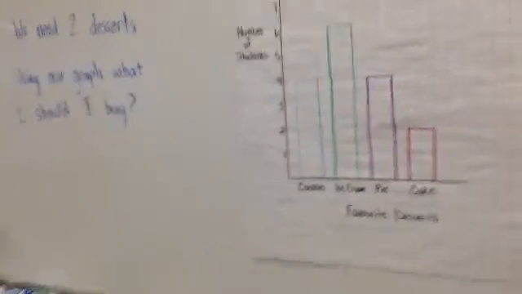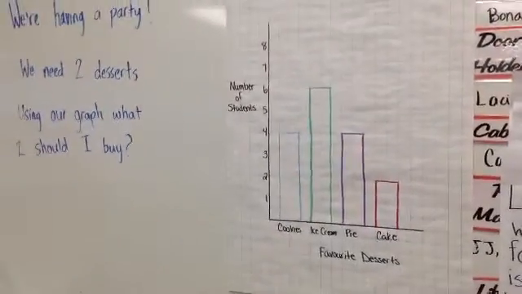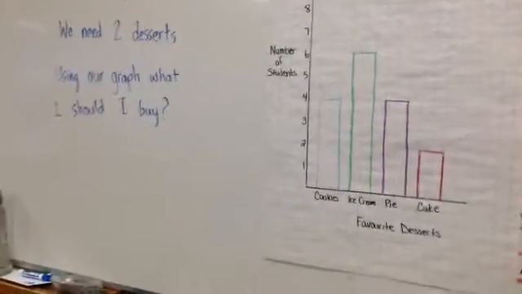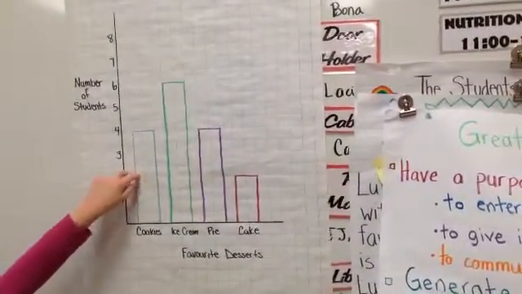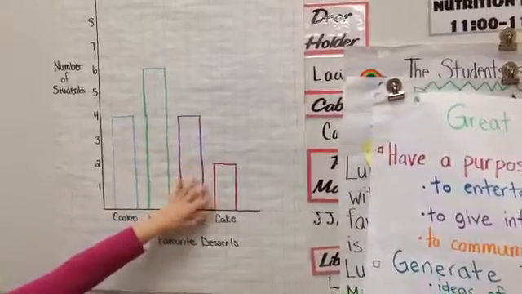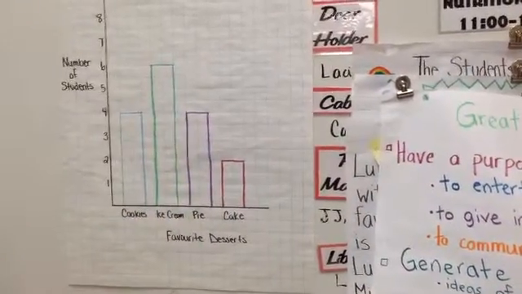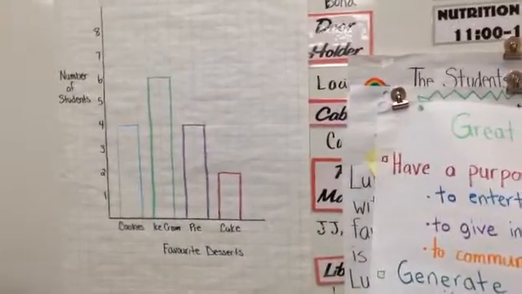Okay, so you've used our graph to tell me that I should buy cookies and ice cream for our 2 desserts for a party. Why did you say that? Because there's 4 and 6. These are the most, and so is pie. So why don't we buy pie, ice cream, and maybe cookies? But we can only buy 2. So what 2 are you going to pick?